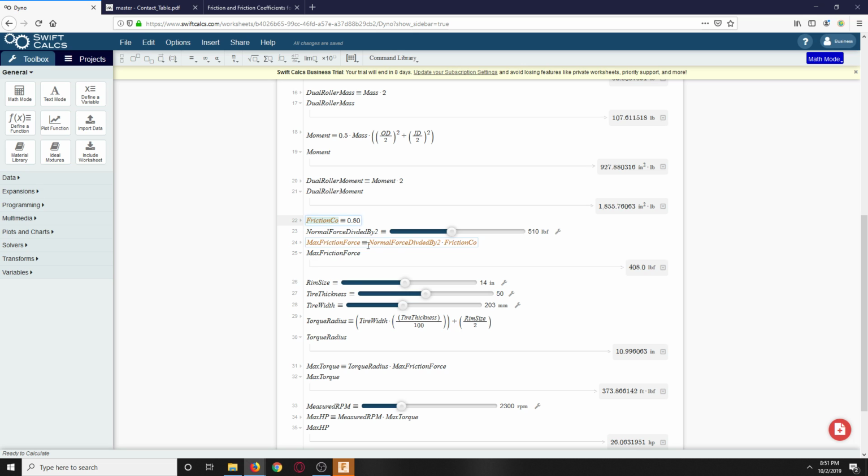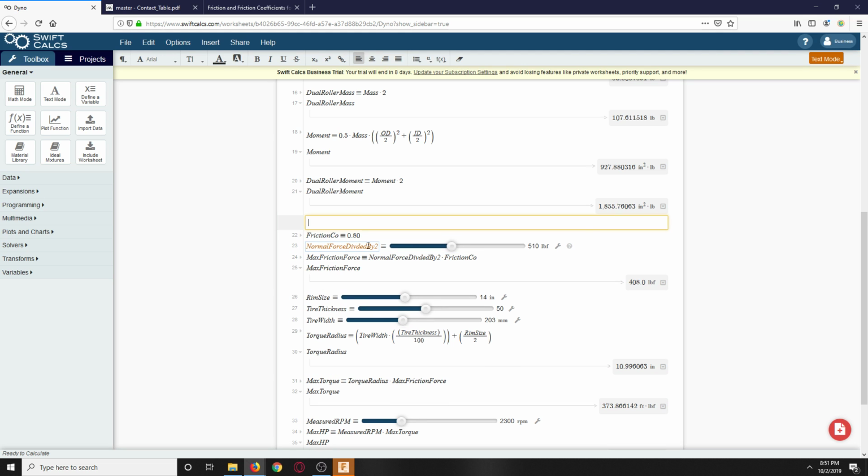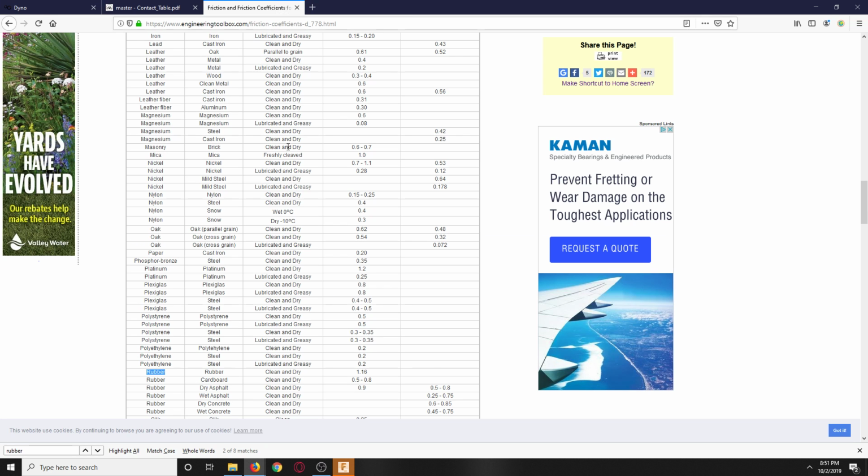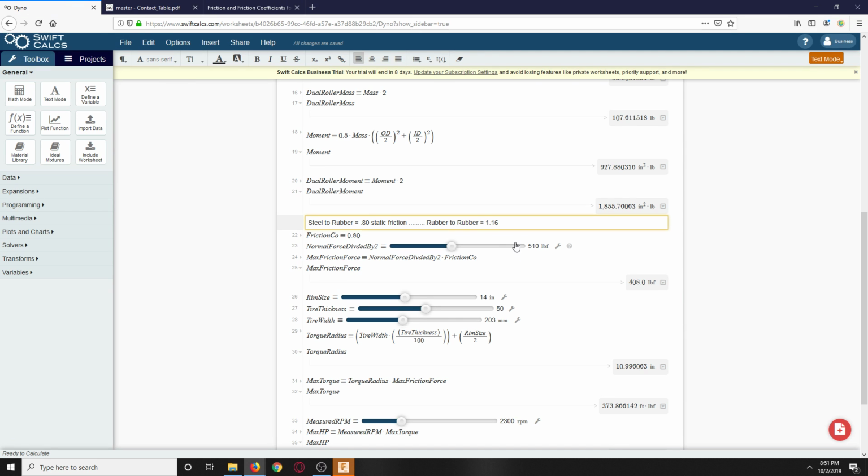So here, let's do this. If you double hit spacebar, it goes into text mode. You see up here. So I'm going to say steel to rubber equals 0.80 static friction. Rubber to rubber equals 1.16. That's pretty good. 1.16. I'll leave it there.